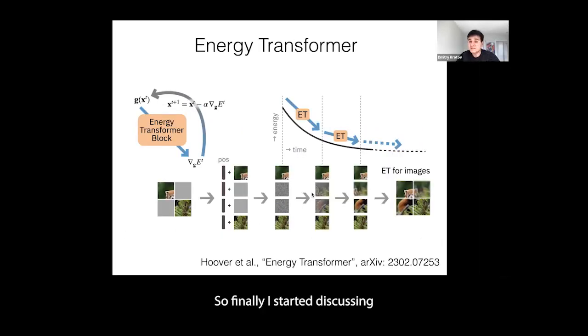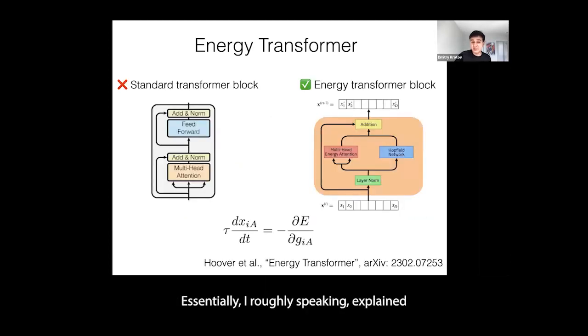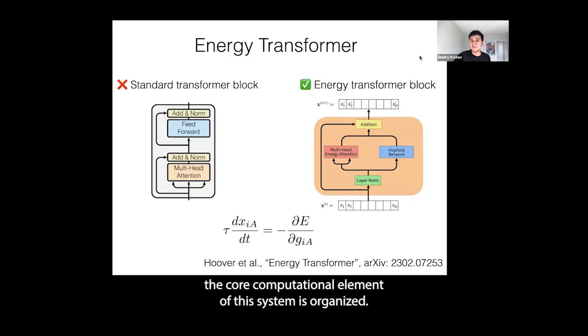So finally, I started discussing our own idea of using this sort of energy-based and memory-based ideas, so to speak, to construct better architectures for transformers that are energy-based models and also Hopfield networks. And that's one example of such an architecture, which we called energy transformer. Roughly speaking, I explained to you last time how the core computational element of this system is organized. Essentially, it's a global energy-based system which does gradient descent at inference time.